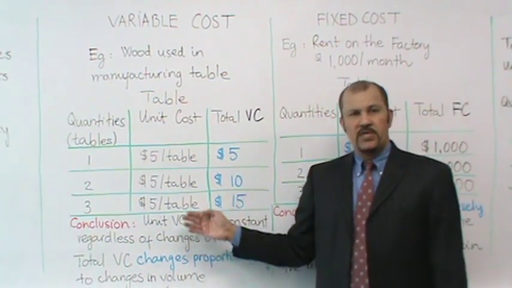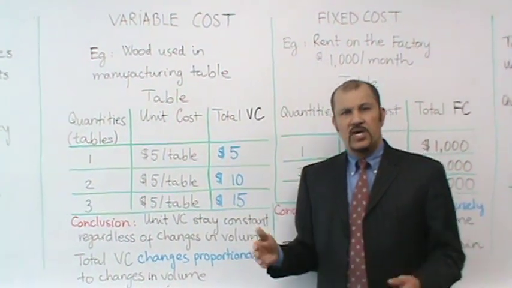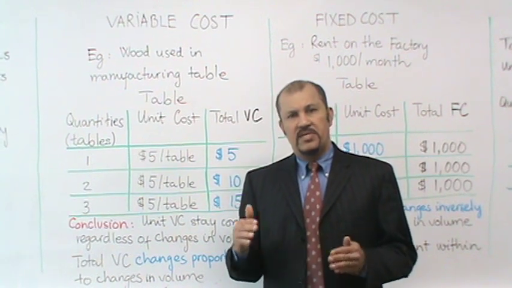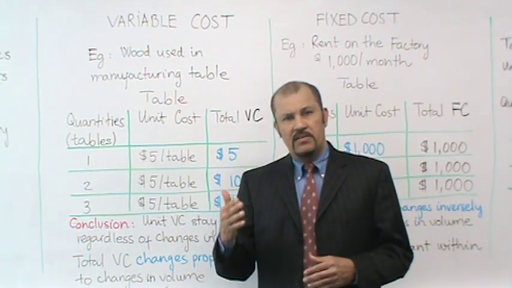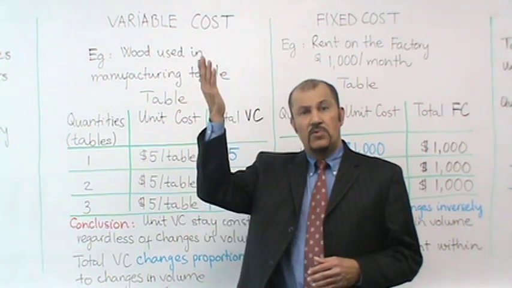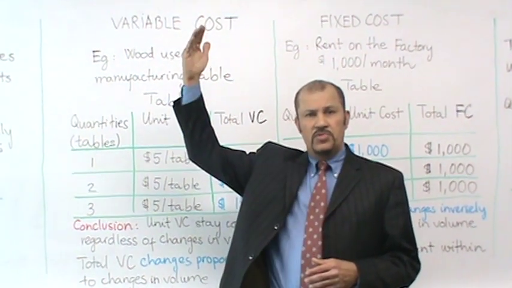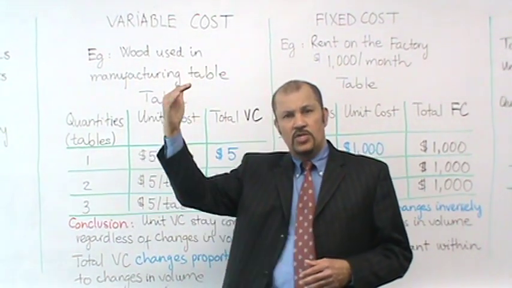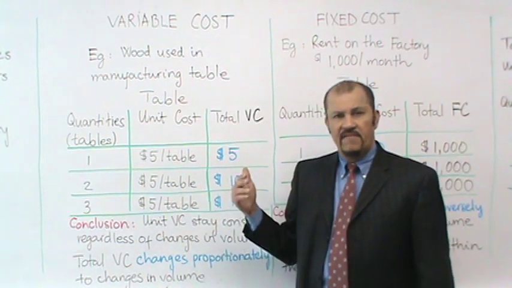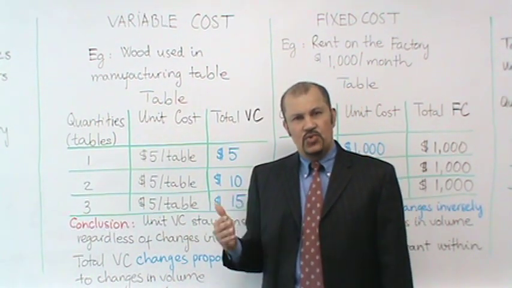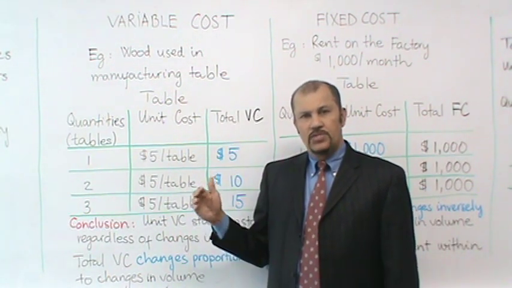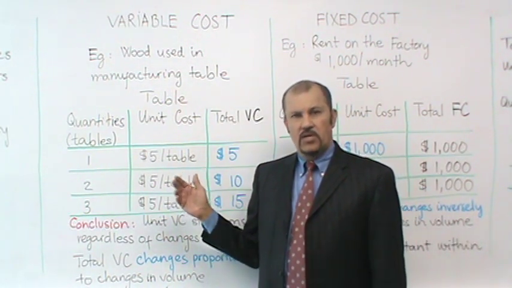So what conclusions can we draw from this table? The conclusions are that your unit variable cost stays constant with changes in volume, but your total variable cost changes with changes in volume. If your volume goes up, your total variable cost goes up. If your volume drops, then your total variable cost comes down. So wood is an example of a variable cost, and I have just illustrated the behavior pattern of both unit variable costs as well as total variable costs.